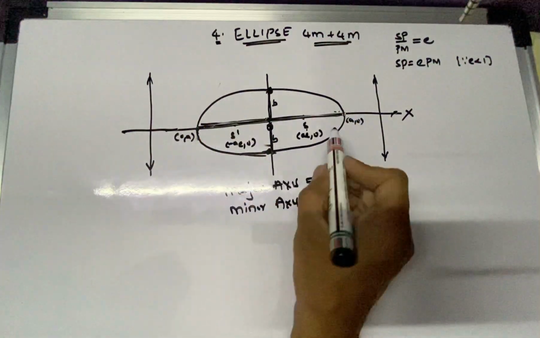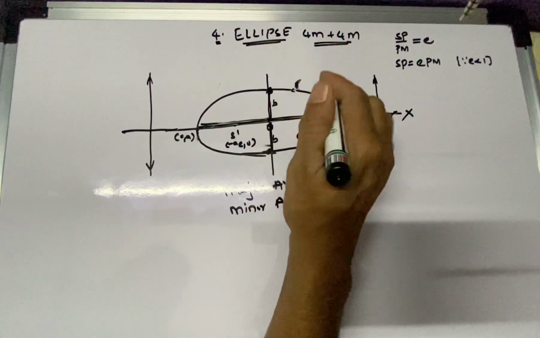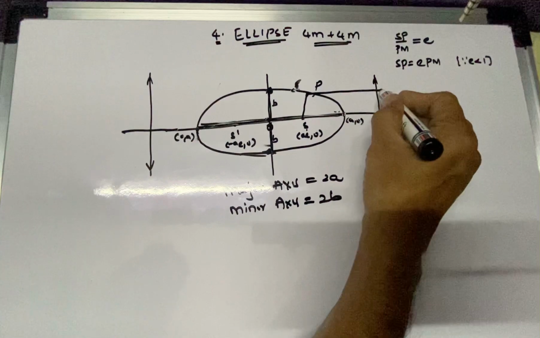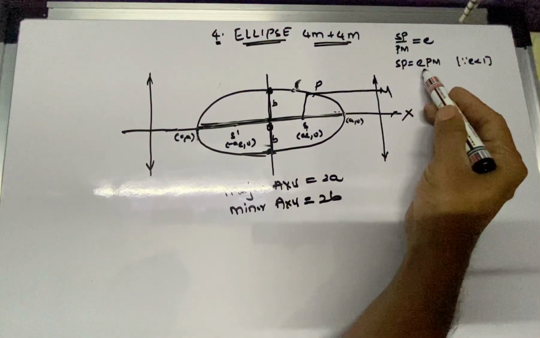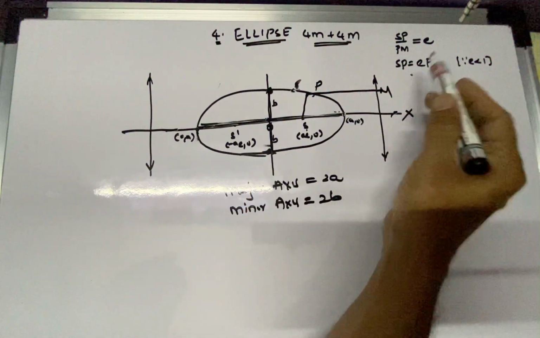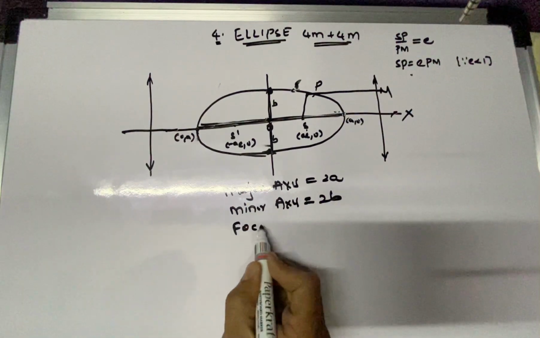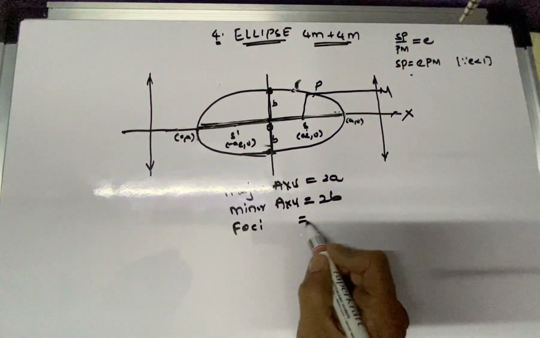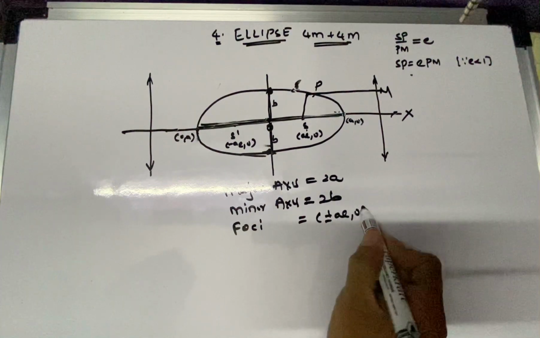From the focus, we have a point P. If we are drawing a point P, and this is M, SP by PM, this value is always equal to E, that means less than 1. So that is the definition of an ellipse. Now what we have in this: major axis, minor axis, foci. Two focus points are there, that's why foci, plural form of focus, plus or minus AE comma 0.